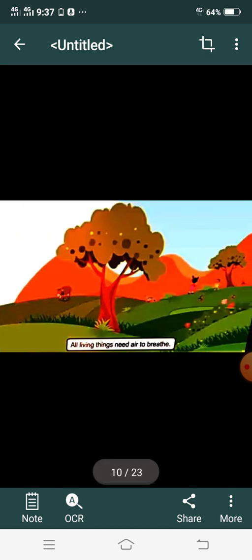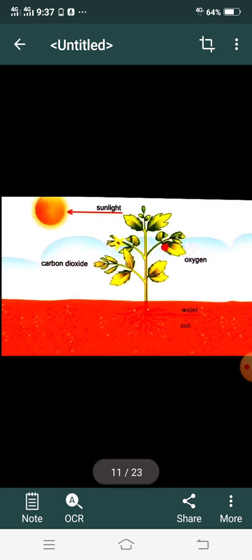Now, as air is extremely important for animals and humans, air is also important for plants. I already told you that plants make their own food by the process of photosynthesis, and in that process carbon dioxide is needed, and that carbon dioxide is supplied by air to the plants.